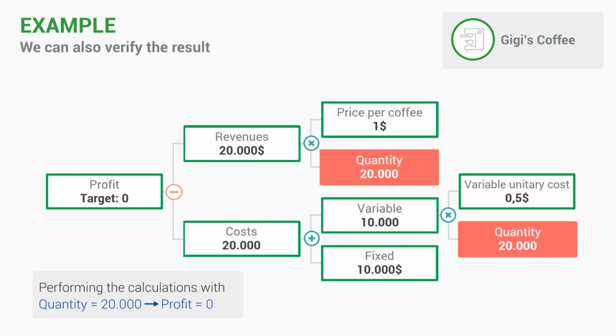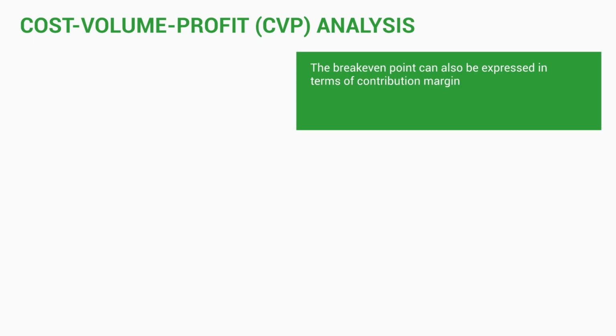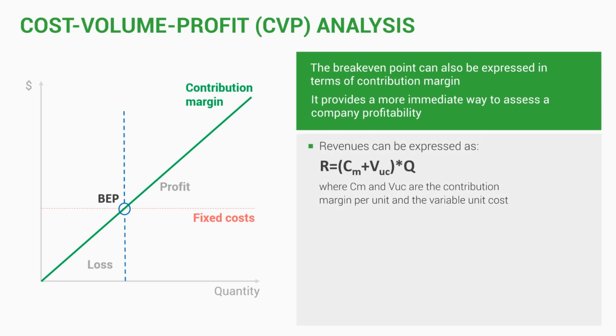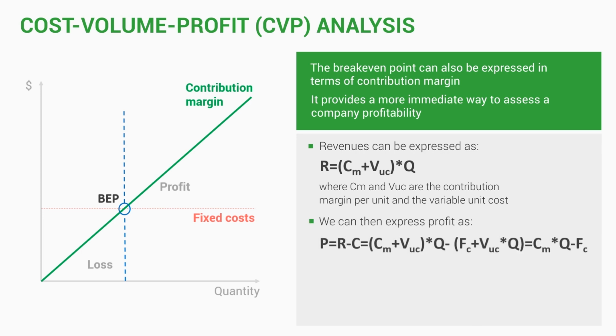The break-even point can also be assessed in terms of the contribution margin. This method is called cost volume profit or CVP analysis. This provides a more immediate way to evaluate a business's profitability. In a CVP analysis, revenue is expressed as unit contribution margin plus variable unit cost times quantity. Profit is then equal to the contribution margin times quantity minus fixed costs. Since the break-even point occurs when profit is equal to 0, it follows that a shortcut to calculate the break-even point is to divide fixed cost by the unit contribution margin.